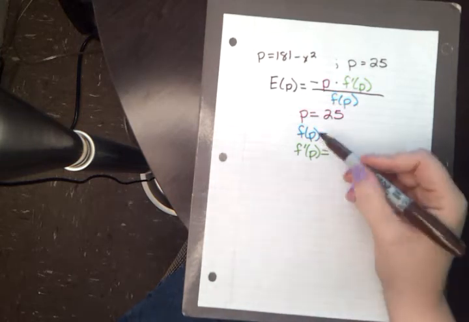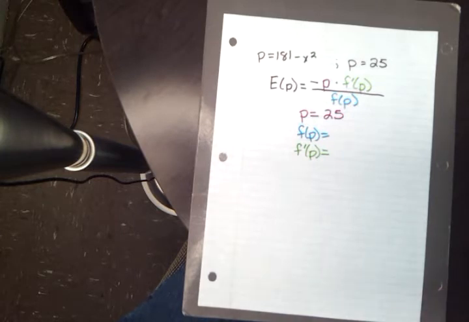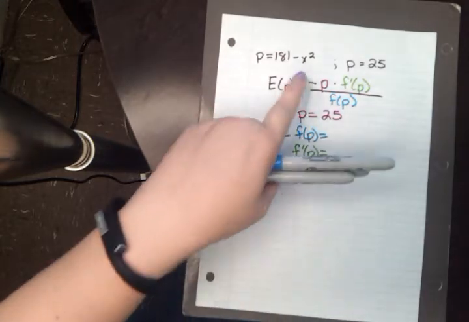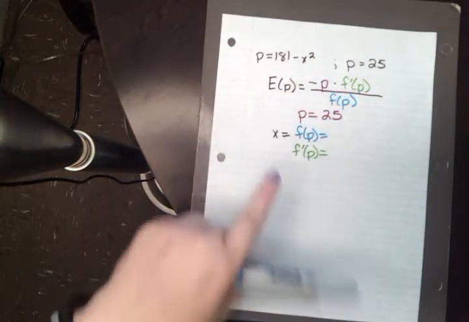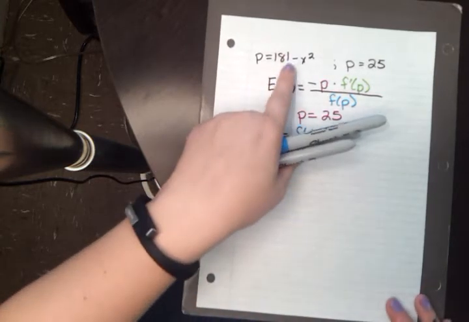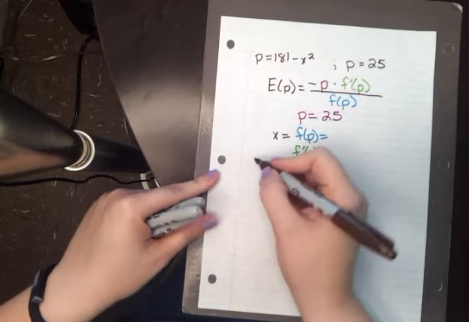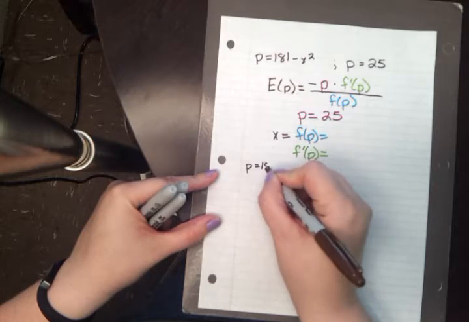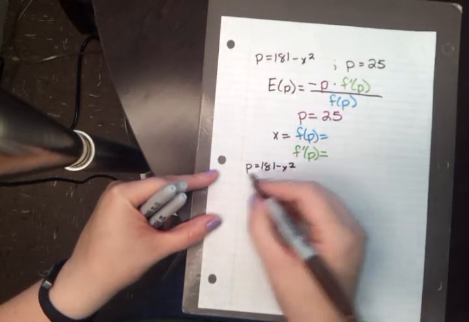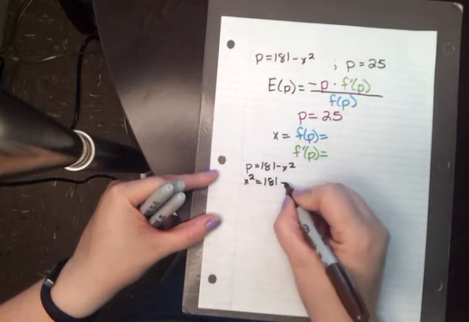But now what to do about this F of P? Because I don't have an F of P anywhere. They didn't give that to me. What you need to know is that X equals F of P. And we've got an X hanging around up here. So we need to figure out what X equals, and that will tell us what F of P is. So we need to solve this equation for X. We have P equals 181 minus X squared. I want to get my X on one side and everything else on the other, so I'm going to change that to X squared equals 181 minus P.